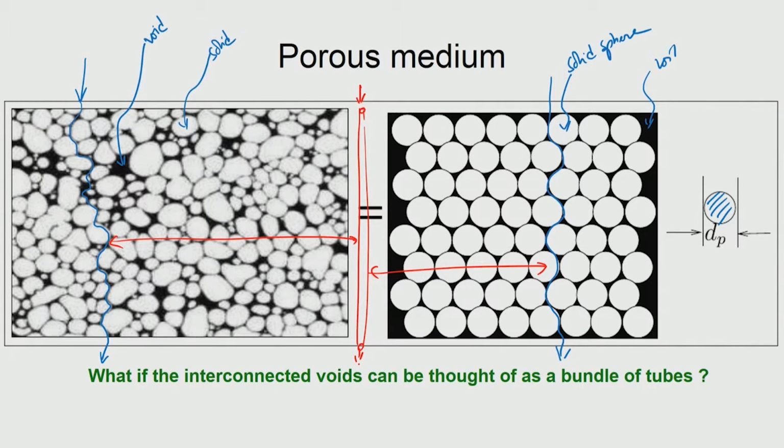So, our idea of modeling the phenomenon is basically assuming that the interconnected void is similar to a tube, and then see if what we have derived till now can be applied for this kind of a problem. Okay, so let us try if this works.